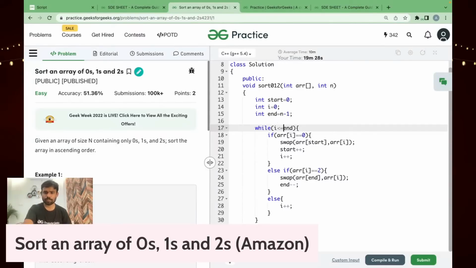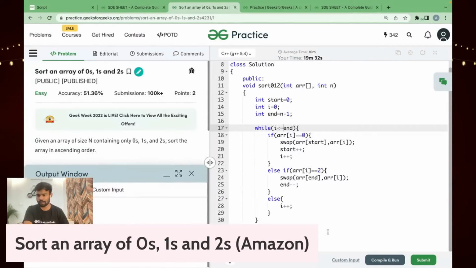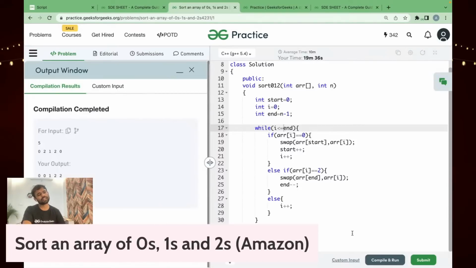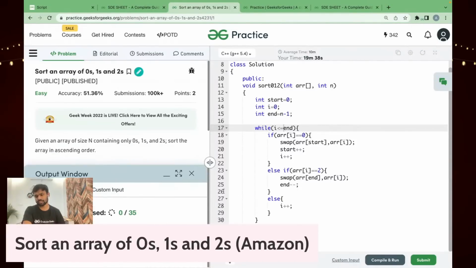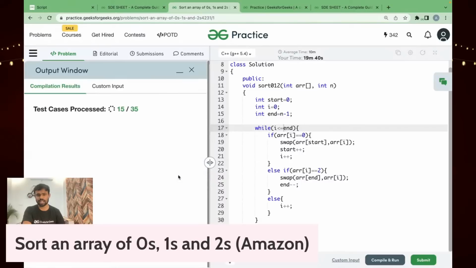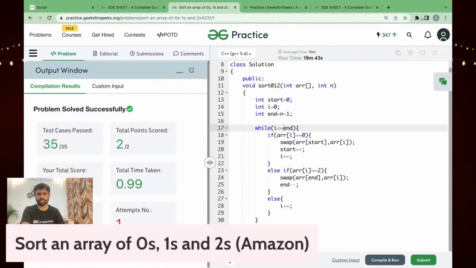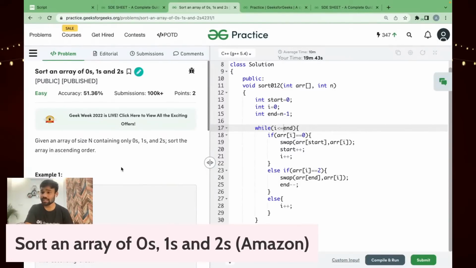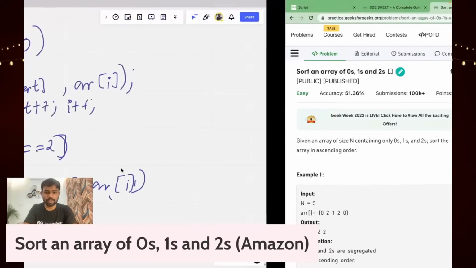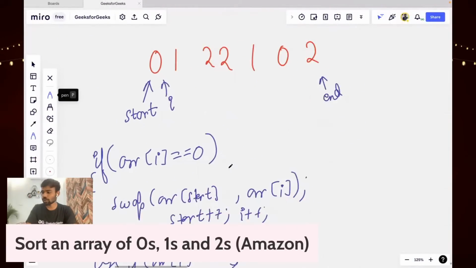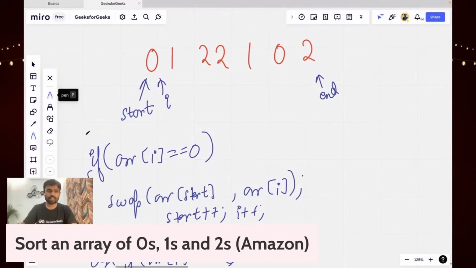Let's make it equal. I don't think this equal is required. Okay, let's check it. Yeah, I will make a dry run. Fine, we have got the right answer. Okay, let's make a dry run and then let's conclude this stream. So for this particular approach, we'll make a dry run.